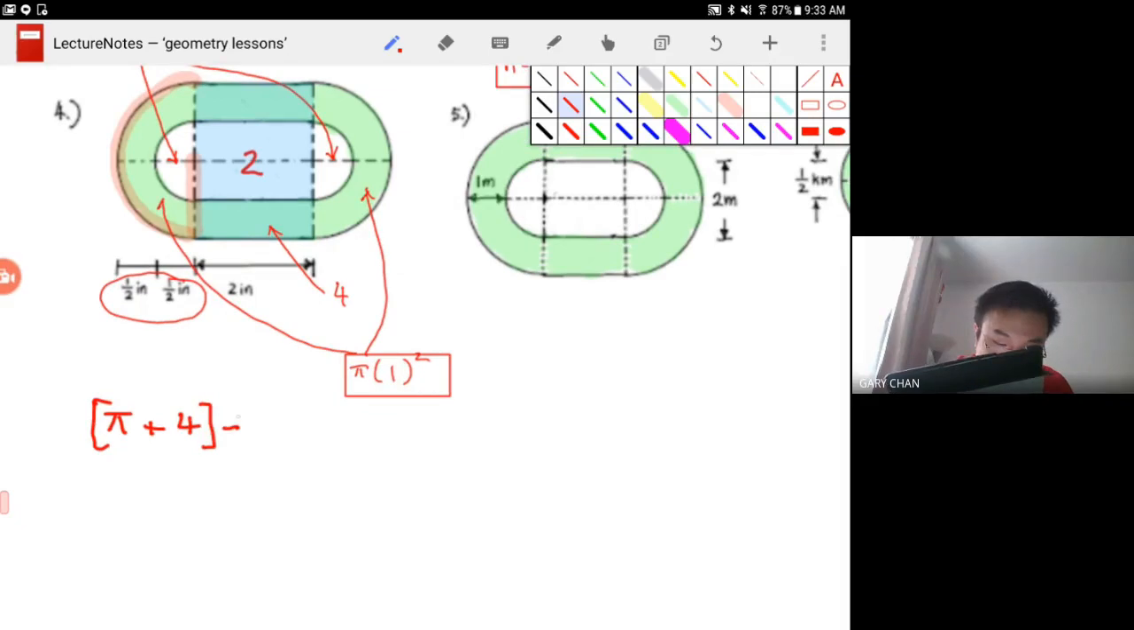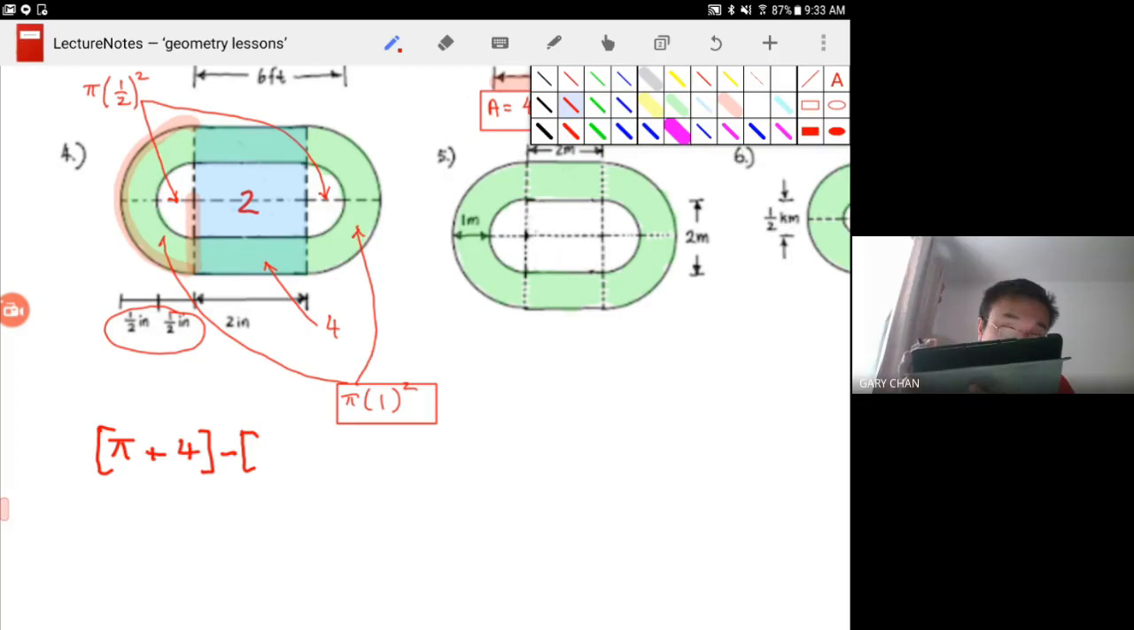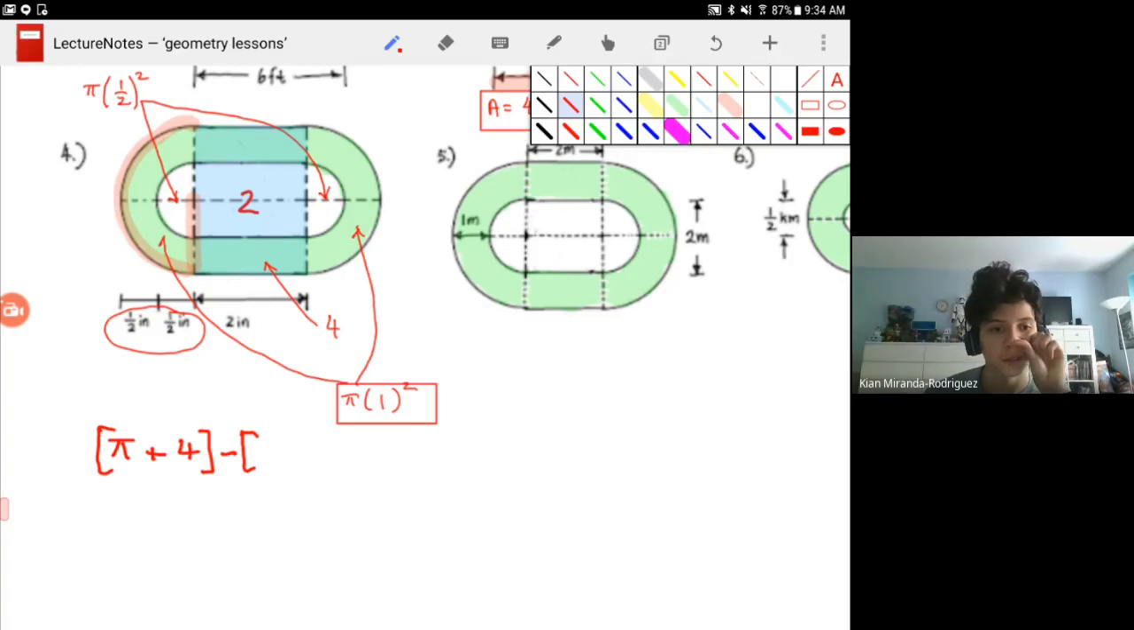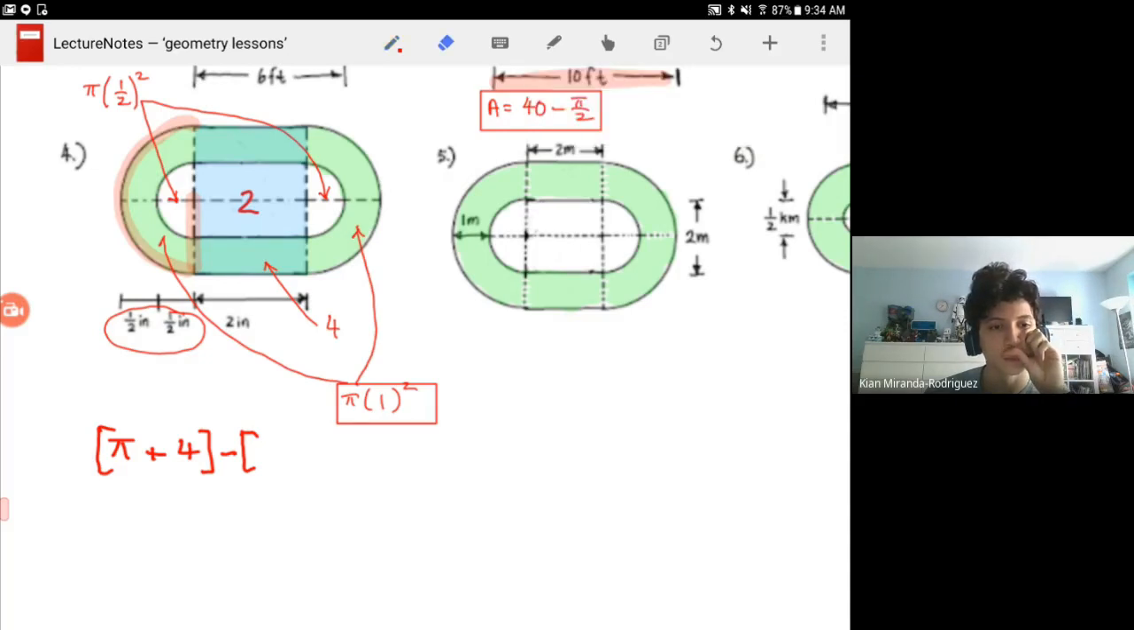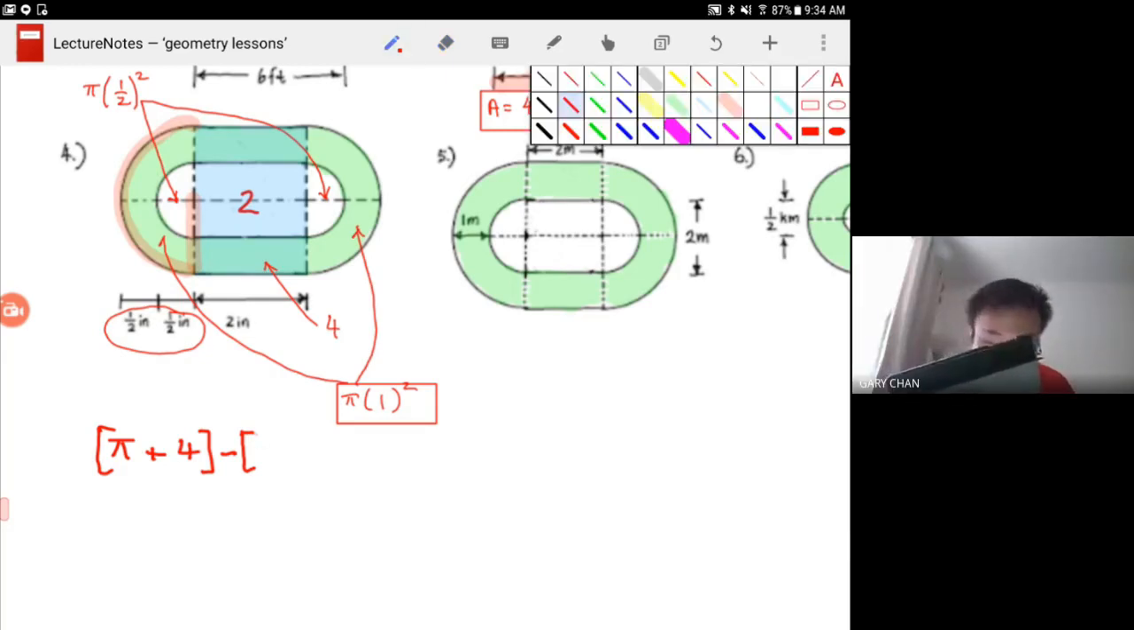Now we're going to subtract the area of the white regions. What's the area of the small rectangle, Kian? It is indeed 2. Okay, so that's 2. And the area of the semicircle one more time, that's just going to be pi times 1/2 squared, right? And we're just going to clean up a little bit.